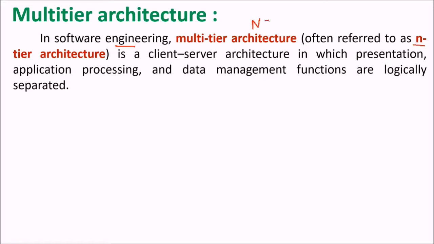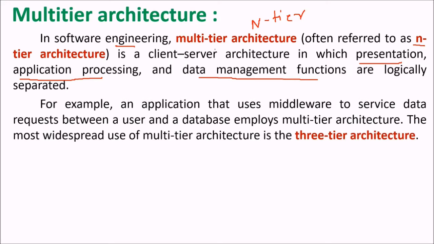This is N-tier. It is a client-server architecture in which we have presentation, application processing, and data management functions that are logically separated. For instance, an application that uses middleware to service data requests between the user and the database employs a multi-tier architecture. The most widespread use of this multi-tier architecture is, of course, the three-tier architecture.